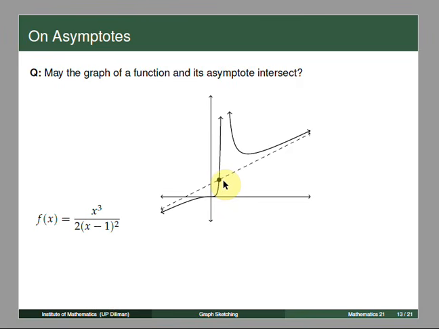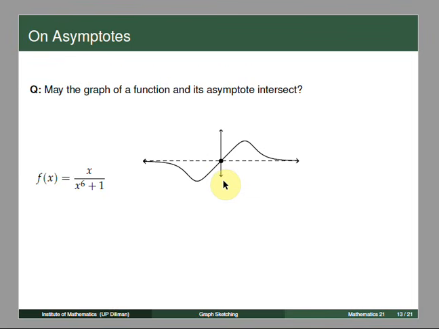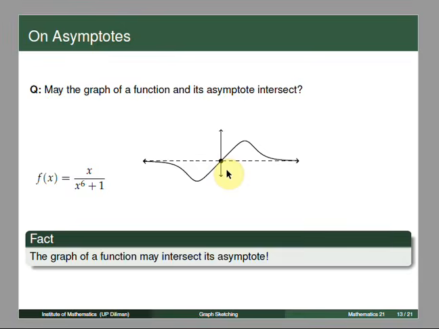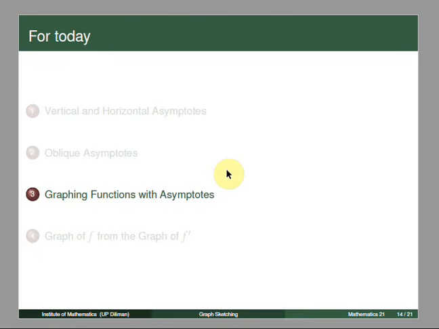Okay? A horizontal asymptote also may be intersected, as shown in this graph. So you have a horizontal line there, but the graph of the function intersects the asymptote. Okay, so again, the graph of a function may intersect its asymptotes. Great, that ends this part of the lecture. In the next video, we will be graphing functions with asymptotes.